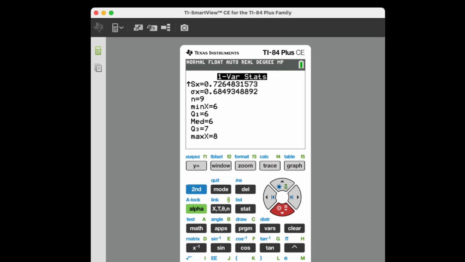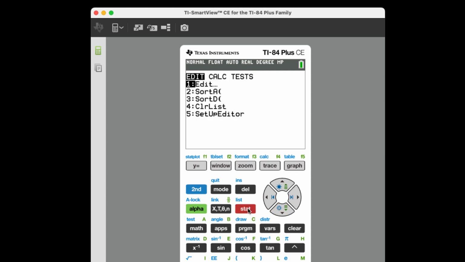You say, what is the process? Go to stat, and it's under edit. You see this edit? What do you guys see? You see 2 sorts: Sort A, Sort D. You're going to sort A, by the way. You're going to the first sorting. So when I hit enter, you go, uh-oh, what is it doing?